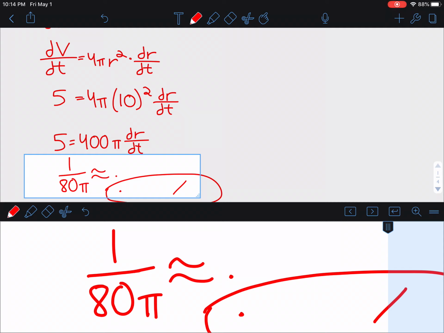But I want to show you one other thing here that has nothing to do with related rates. I just think it is a good calculator lesson. If you have a calculator with you, and honestly, you could even do this on your phone calculator, do 1 divided by 80 pi. Just type that in, 1 divide 80 times pi.